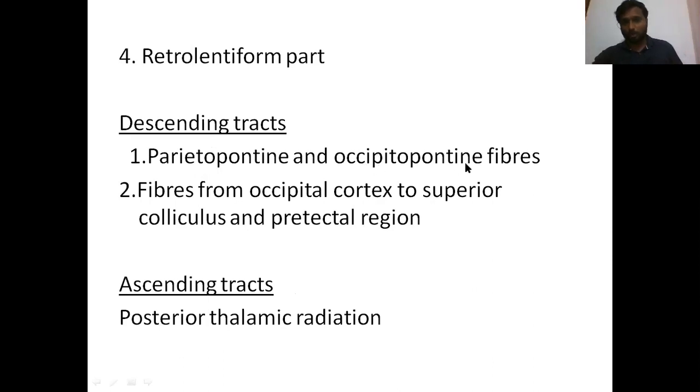Parieto-pontine and mainly occipito-pontine fibers. I told you the retrolentiform fibers are a band which runs backward. Retro means behind, and it runs backward to the occipital pole. So mainly the occipito-pontine fibers and the parieto-pontine fibers. And see here, the posterior thalamic radiation.